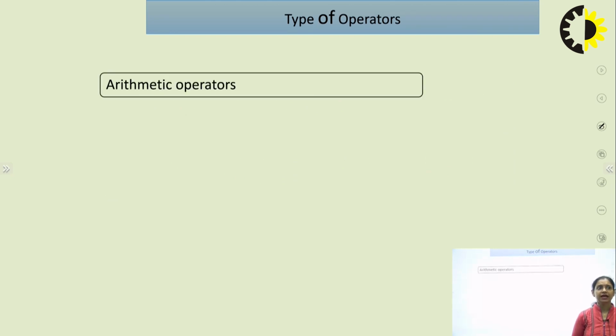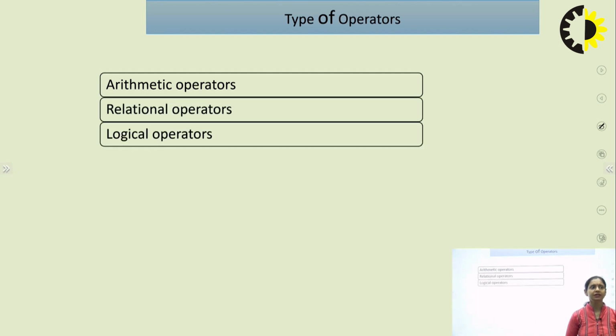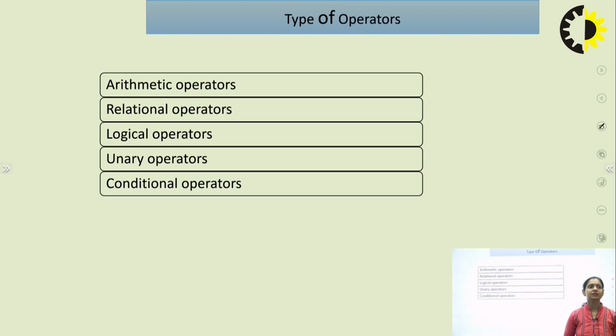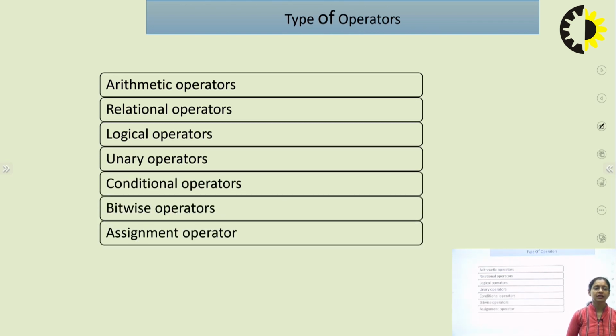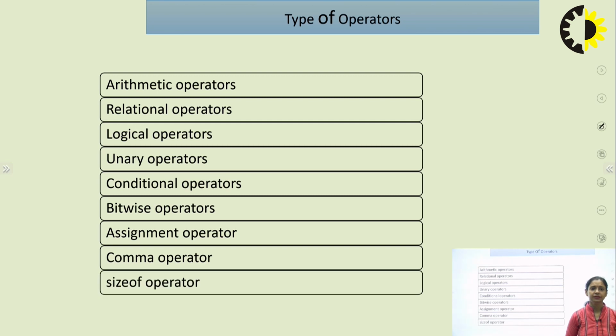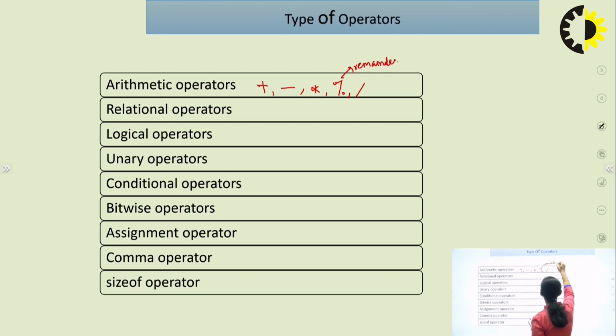The next topic is the types of operators. The first type is the arithmetic operator, then relational, logical, unary operators, conditional operators, bitwise operators, assignment operator and comma operator. The last one is the sizeof operator. When we talk about the arithmetic operators, we have plus, minus, multiply, divide and modulus. The modulus operator returns the remainder and the division operator returns the quotient.